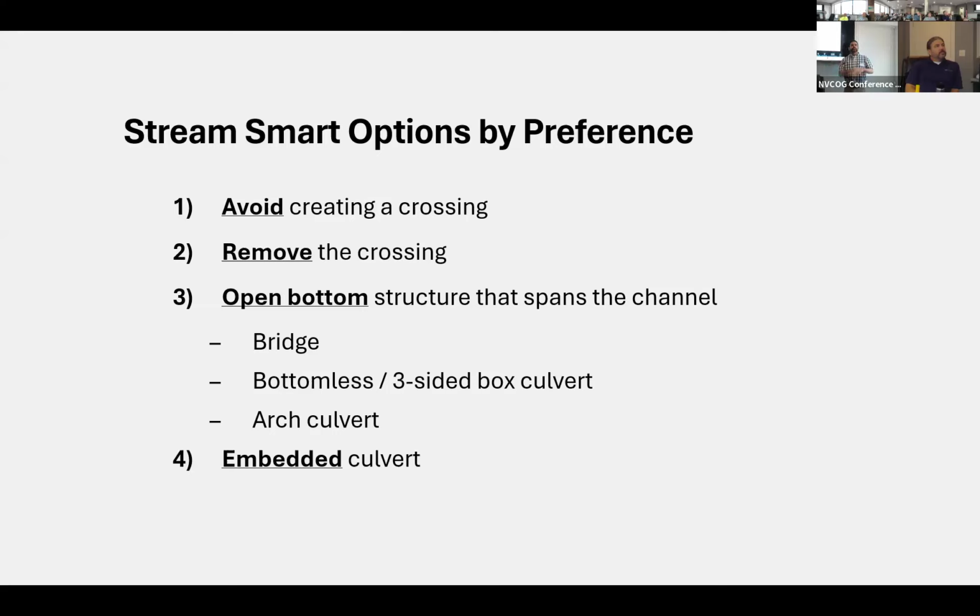Before I do that, there's obviously a sort of hierarchy of preferences here. When you're looking at stream crossings that are not doing well, ideally, can you just remove it? Is there any way you can avoid creating a crossing or remove the crossing altogether? Chances are, no, that's not an option. So third one down, building an open bottom structure that spans the channel. Bridges are ideal or preferable. Bottomless 3-sided box culverts are also preferable, and then arches are also an option. And lastly, the lowest hanging fruit, I would say, is the embedded culvert.